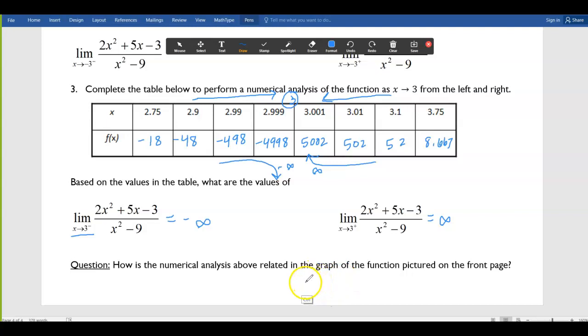And so the last question is, how is this analysis related to the graph of the function pictured on the front page? And so if you look at your notes from the front page, what you can see is the answers are the same. And so for a certain function, it doesn't matter if we use a table or a graph, we should get the same answers. And next class we'll learn another way to figure out what limits are.